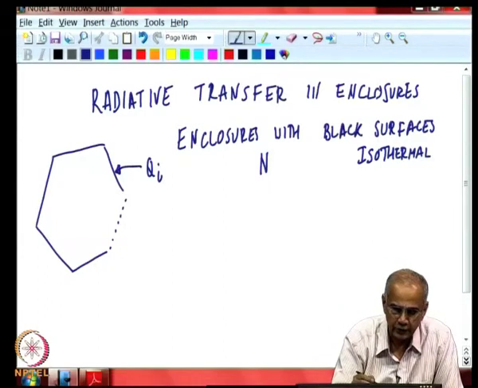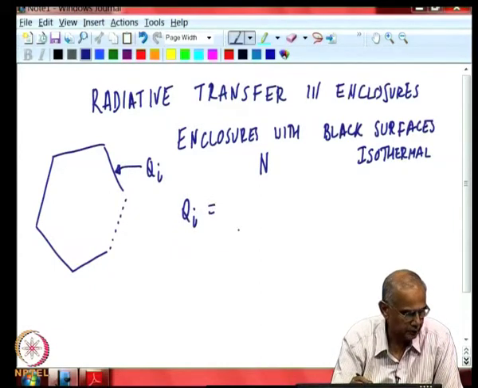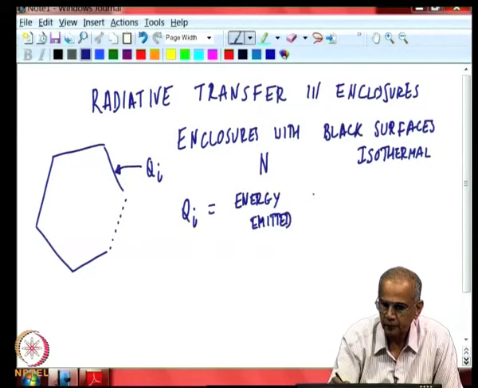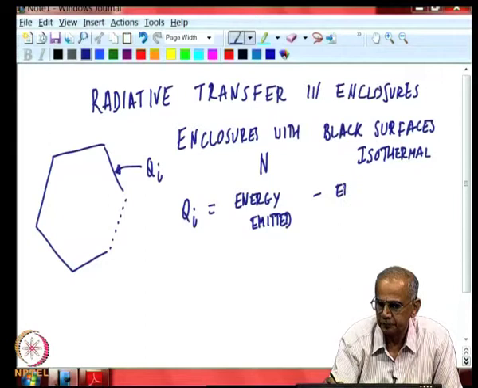So, for the ith surface of the enclosure, the energy to be added is the energy emitted minus the energy absorbed. So, this is the first law.